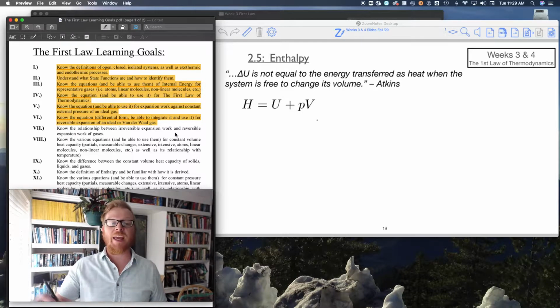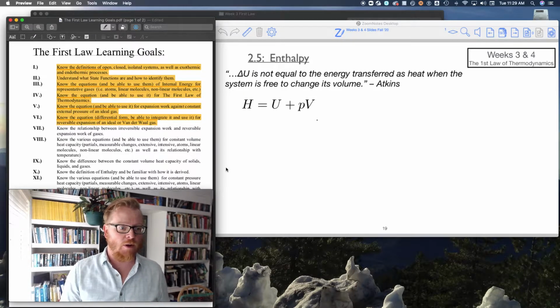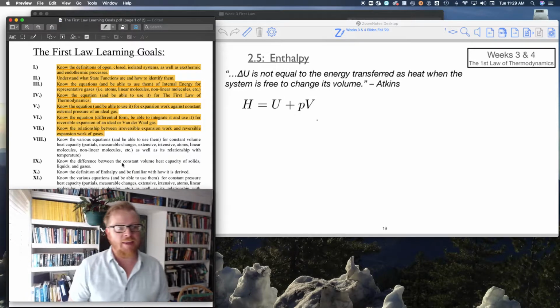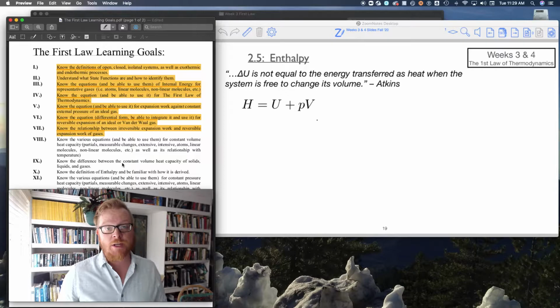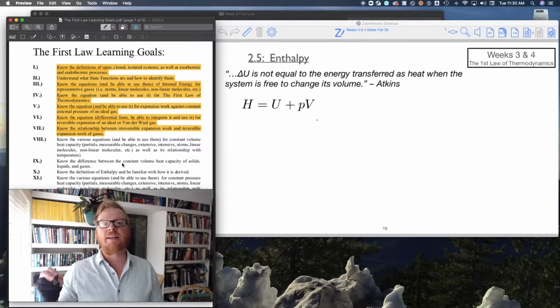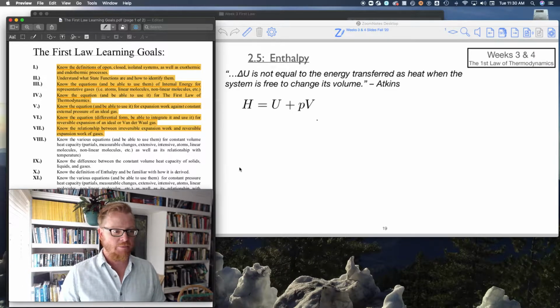So being able to integrate P dV for either ideal gas or van der Waals. Okay, so know the relationship between irreversible expansion work and reversible expansion work. So again, that's noting that the irreversible expansion work requires you to just say a constant pressure times delta V. But the reversible expansion work requires you to solve that integral. And then in the case of the ideal gas, you get negative nRT natural log of VF over VI. Okay? So know the various equations and be able to use them for constant volume heat capacities.